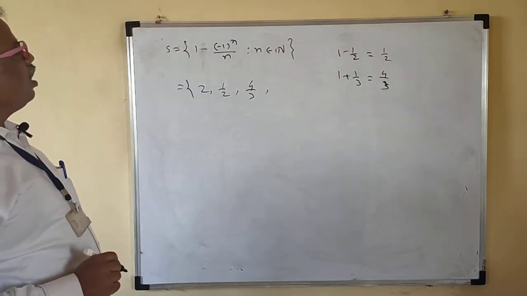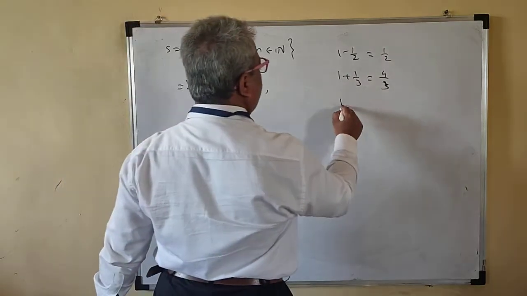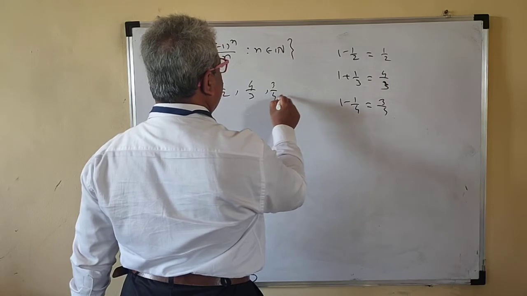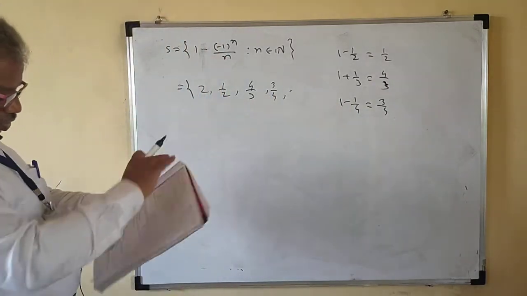So n is equal to 4. Then this is 1 minus 1 by 4, so this is 3 by 4. This is 3 by 4, and so on.